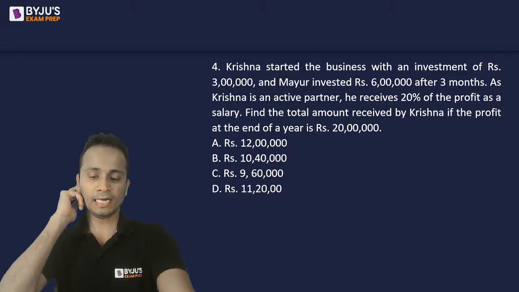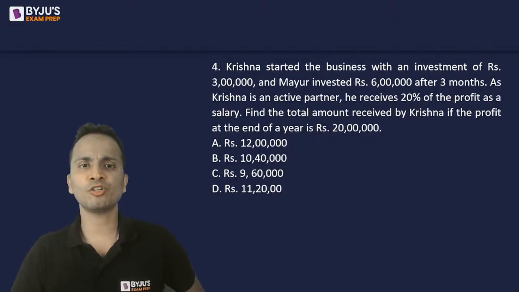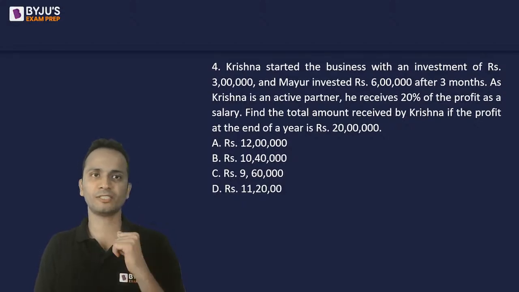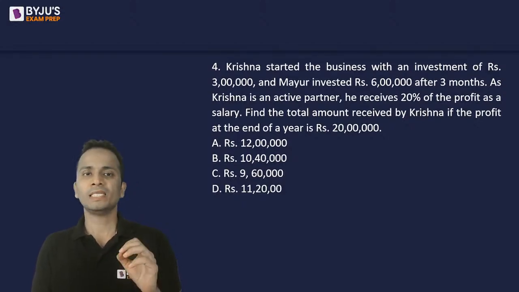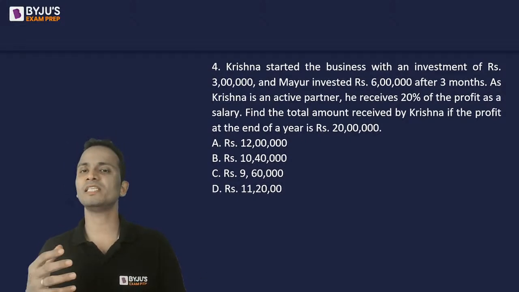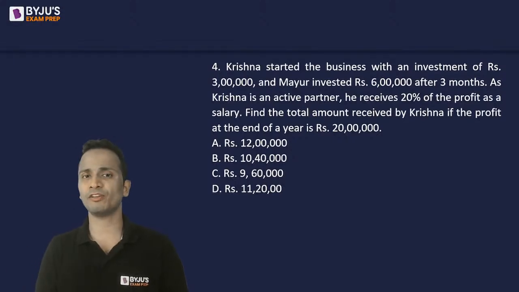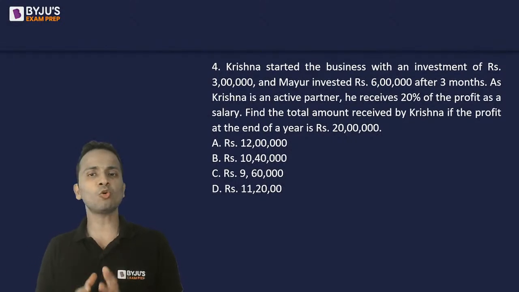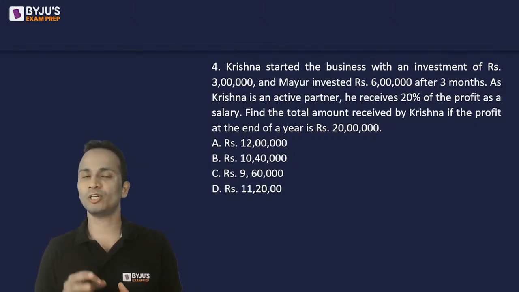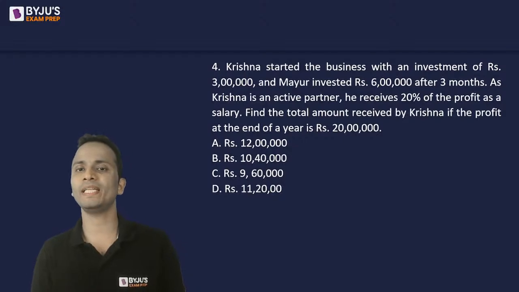Okay. Now, Krishna started the business with an investment of rupees 3 lakhs and Mayur invested rupees 6 lakhs after 3 months. Done. Now, as Krishna is an active partner, this is a typical question of partnerships. Krishna, being an active partner, receives 20% of the profit as part of the salary. Find the total amount received by Krishna if the total profit at the end of the year is 20 lakhs.